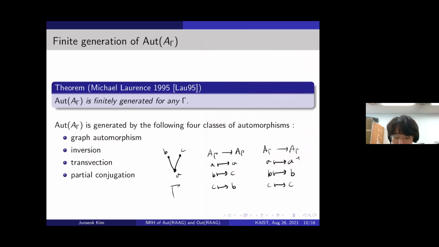Using these tools, we want to see whether Out(A_Γ) is not relatively hyperbolic or relatively hyperbolic with respect to something. In order to use this criterion, we should first check whether these groups are finitely generated. Fortunately, for any graph Γ, Out(A_Γ) is finitely generated. In fact, there are four classes of generating automorphisms of right-angled Artin groups, called graph automorphism, inversion, transvection, and partial conjugation. Instead of defining them now, let me give some brief explanation of them.